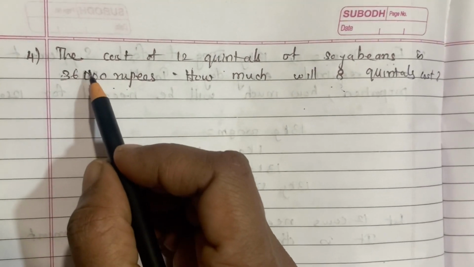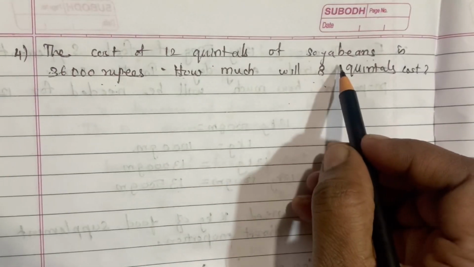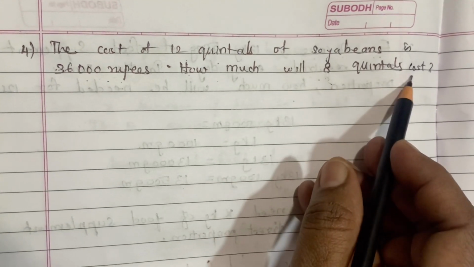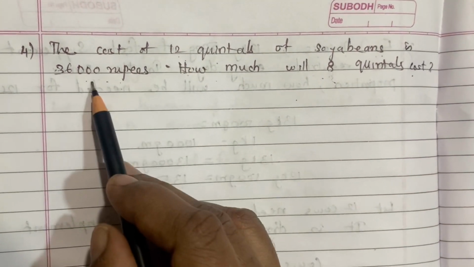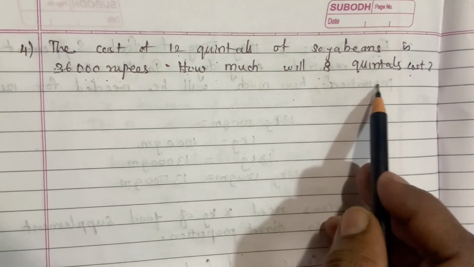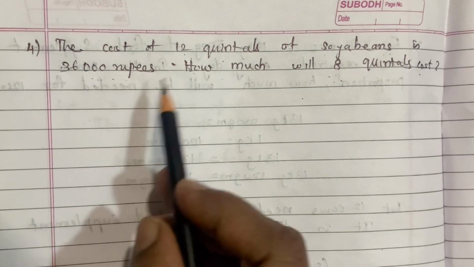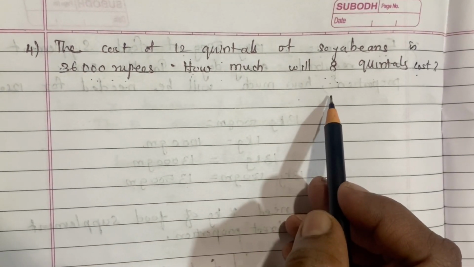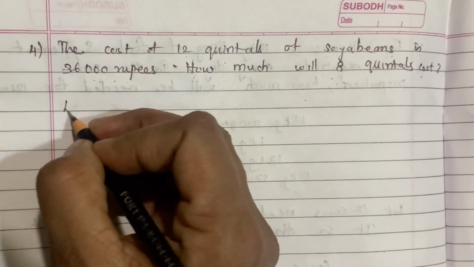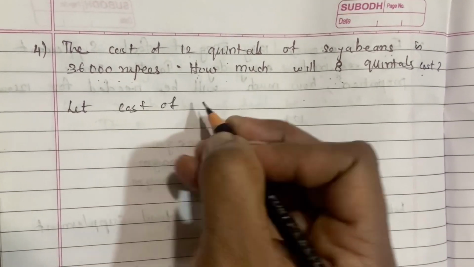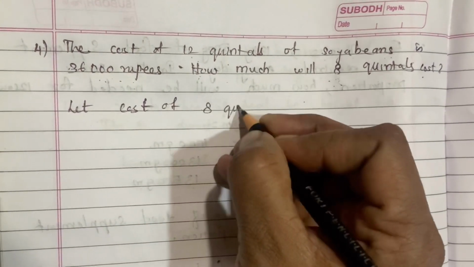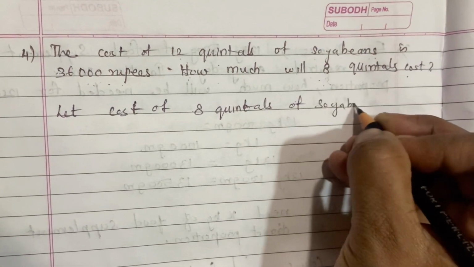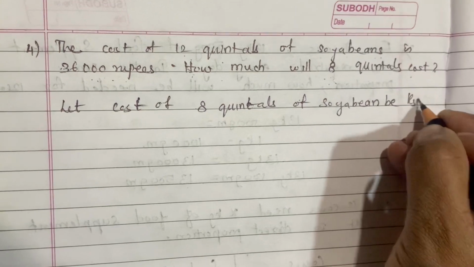Sum number 4. The cost of 12 quintals of soya bean is rupees 36,000. How much will 8 quintals cost? Now 12 quintals cost 36,000. So 8 quintals will cost obviously less than 36,000. So here as the weight decreases, the amount will also decrease. So it is a direct proportion. So we can write, let the cost of 8 quintals of soya bean be rupees X.